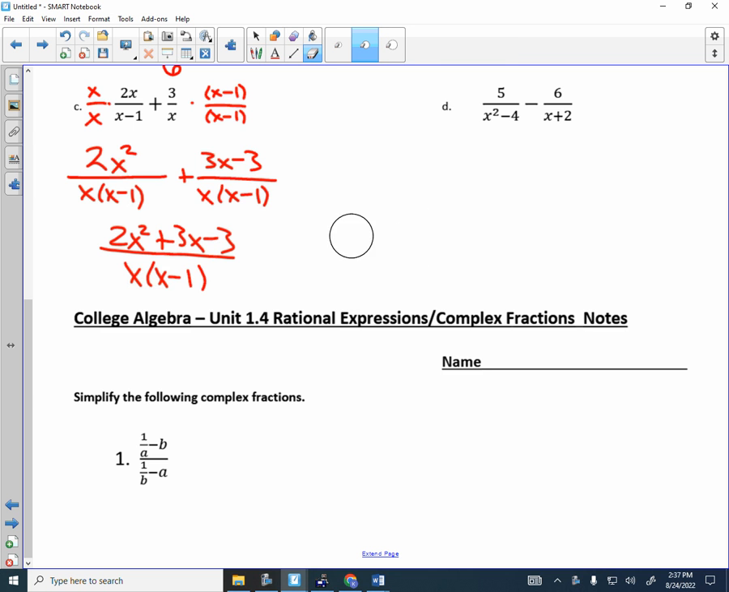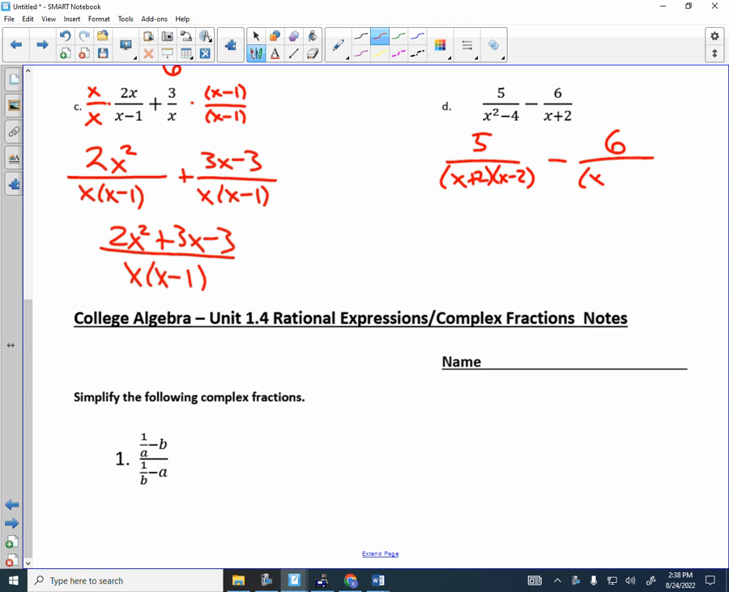Last one. Similar approach, multiply top and bottom by x squared minus 4. I don't got to do that. Why not? Are you telling me that x squared minus 4 has an x plus 2 in it? Isn't that handy? So therefore, since there's already an x plus 2 in this, I just need to multiply this over here by x minus 2 over x minus 2. That makes the problem a little bit more reasonable.